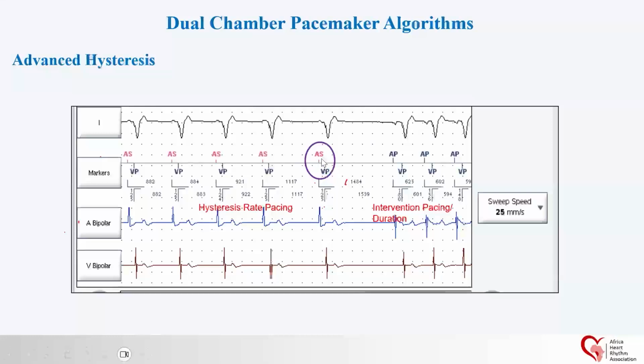So here we have the SRS rate detected. We have one cycle of this rate. So we have an intervention pacing duration that starts at the last atrial rate plus 20. In this case, it is 90.